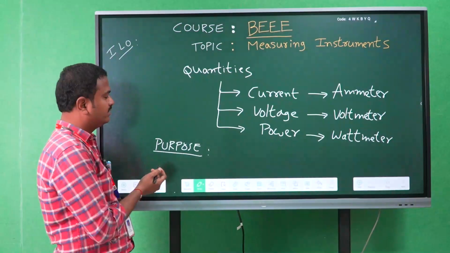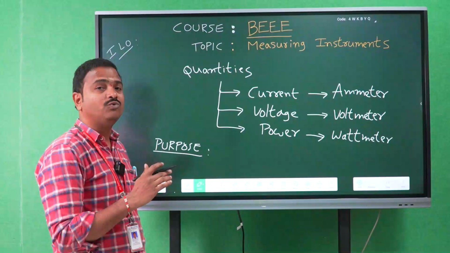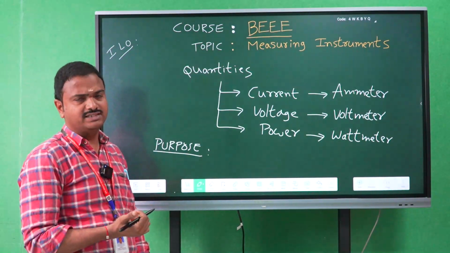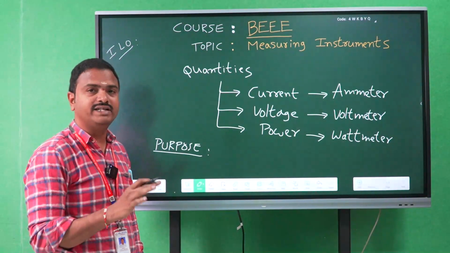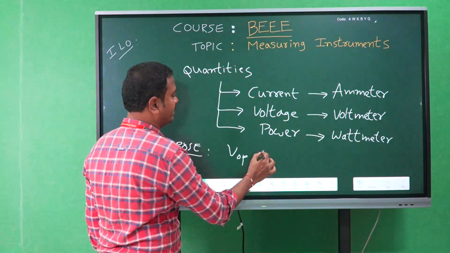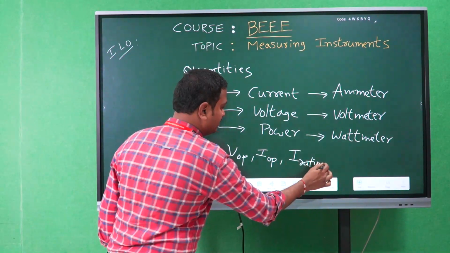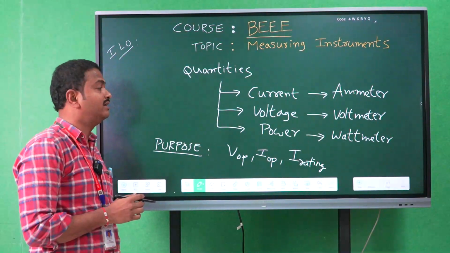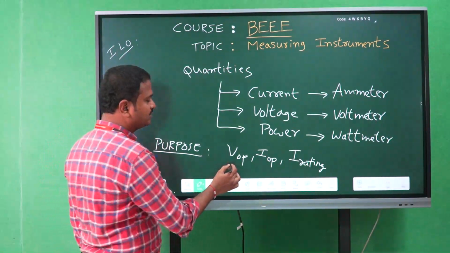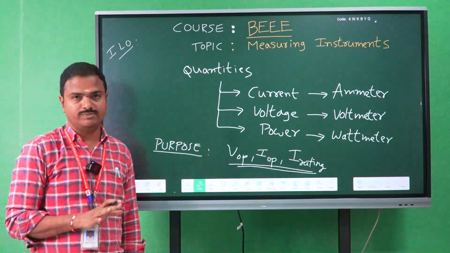That means by measuring the voltage, current and power at a particular instant, we can learn the behavior and operation of the electrical machines or any other machines, and also the limitations, that is the operating voltage, the operating current, the maximum rated current, and the maximum voltage that the machine can withstand. These are all the main things we have to examine every time. So for that we need measuring instruments.